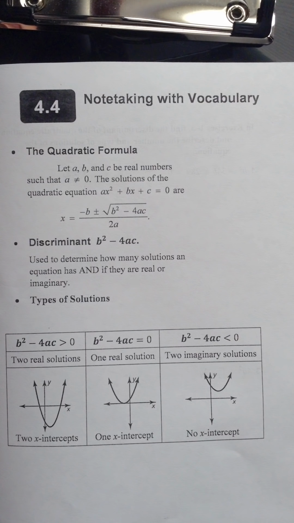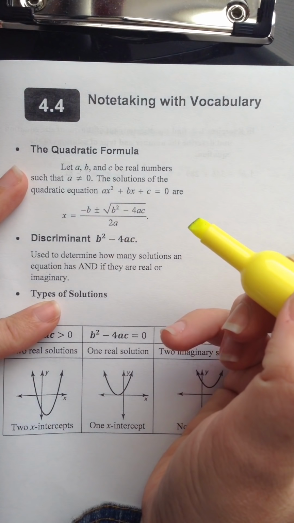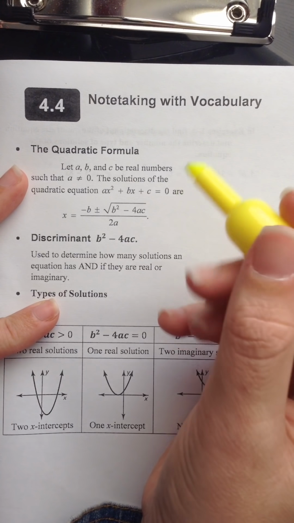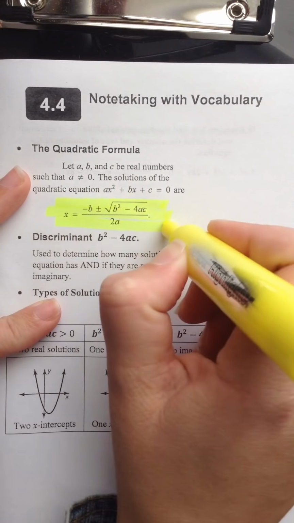All right, the quadratic formula. This is the last method we're going to learn in regards to solving quadratic equations. Let a, b, and c be real numbers such that a does not equal 0. The solutions of the quadratic equation ax squared plus bx plus c equals 0 are x equals negative b plus or minus the square root of b squared minus 4ac all over 2a.